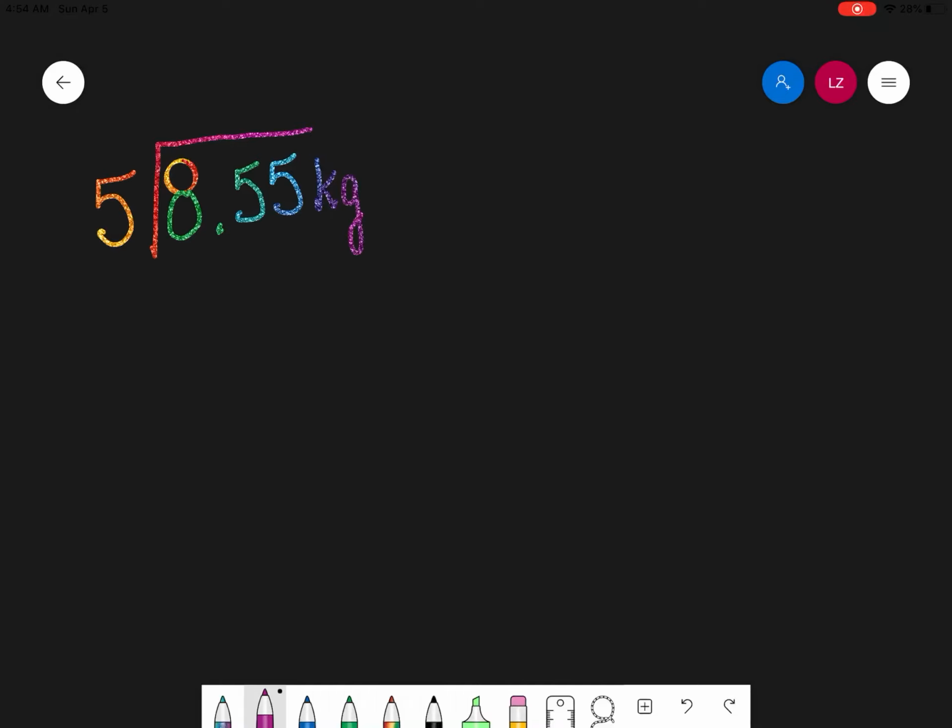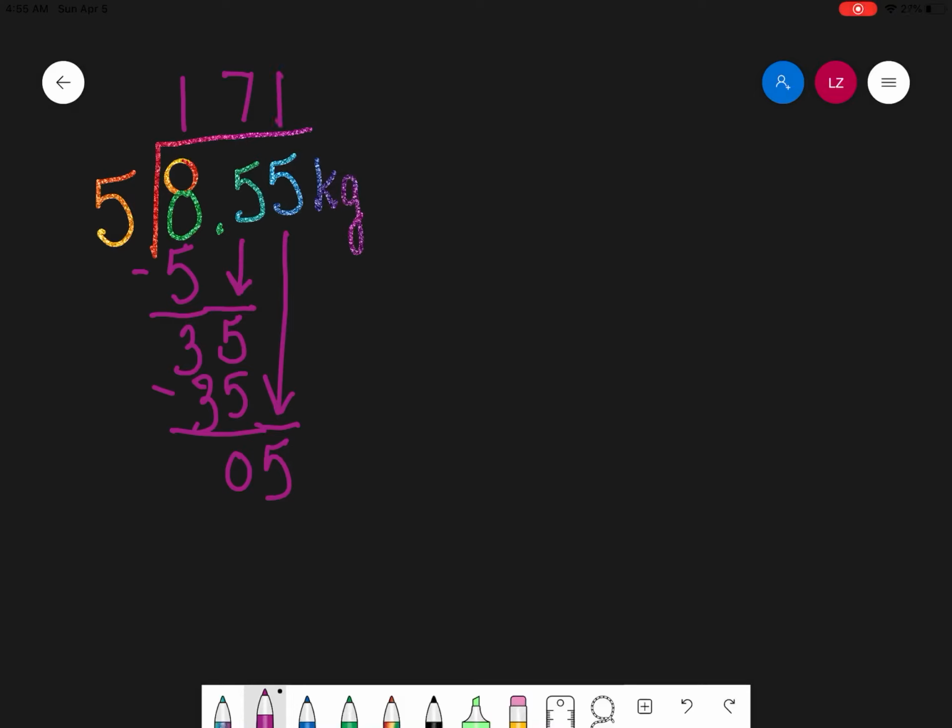Divide as if they were whole numbers. 5 goes into 8 one time. 1 times 5 is 5. Subtract, you get 3. 3 is less than 5, so we can bring down our new number. All right, now we've got 5 goes into 35 7 times. 7 times 5 is 35. Subtract and get 0. That's less than 5, so we can bring down our remaining number, which is 5. 5 goes into 5 one time. 1 times 5 is 5. Subtract, 0. There's nothing left to bring down.